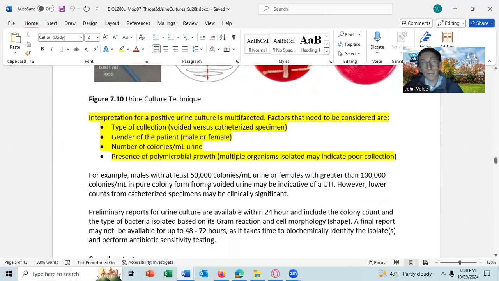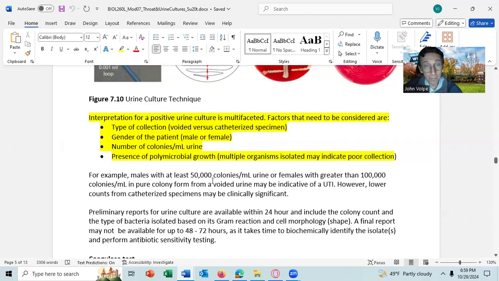The interpretation of a positive urine culture is multifaceted. There's a couple of factors that need to be considered. The type of collection. Was it clean catch voided method versus a catheterized specimen? Because there will be different contamination levels. The gender of the patient. Usually males have less contamination than females from the urethra. And then the number of colonies per mil of the urine. The presence of polymicrobial growth, meaning multiple organisms isolated, may indicate a poor collection.